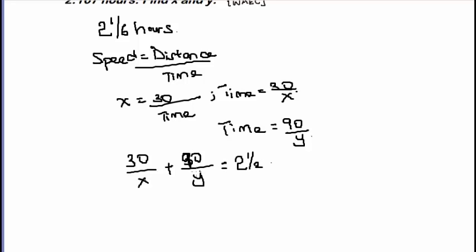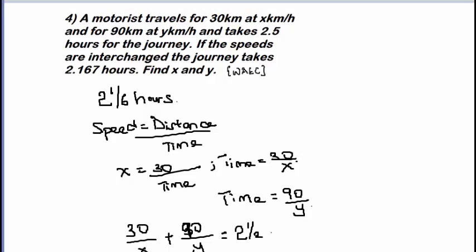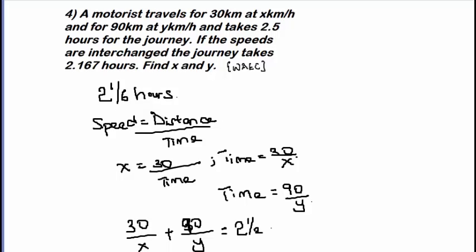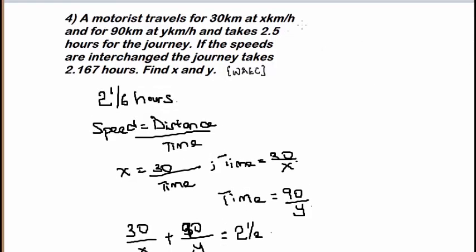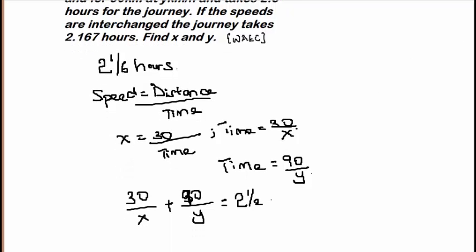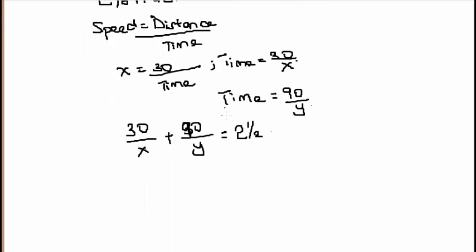Let's look for x and let's look for y. But do not forget, it said something here also. If the speeds are interchanged, that means if for 30 kilometers it traveled at y kilometers per hour and for 90 it traveled at x kilometers per hour, what does this become? The new time for the man will now be 30 over y, and the new time for the 90 kilometer journey will be 90 over x. In other words, the speeds have been interchanged.